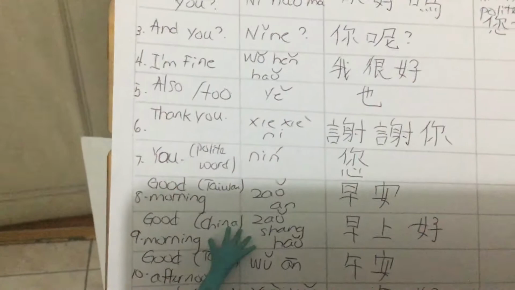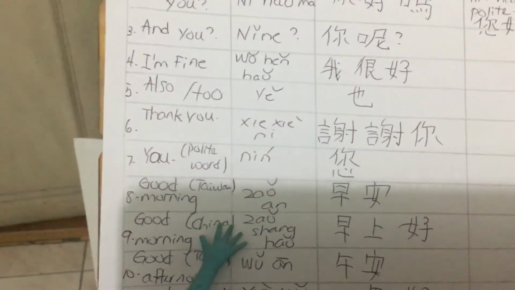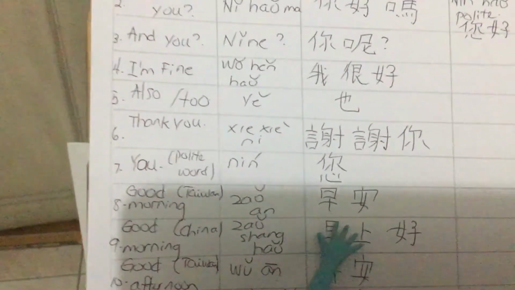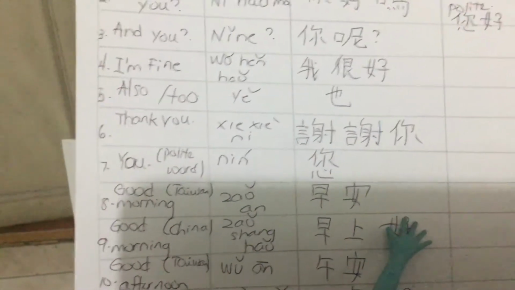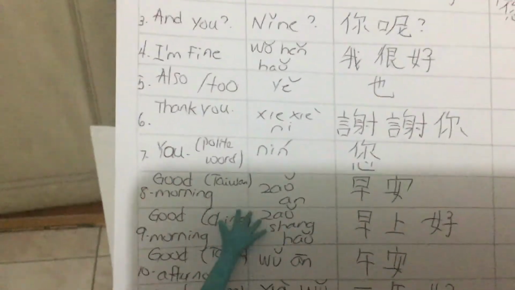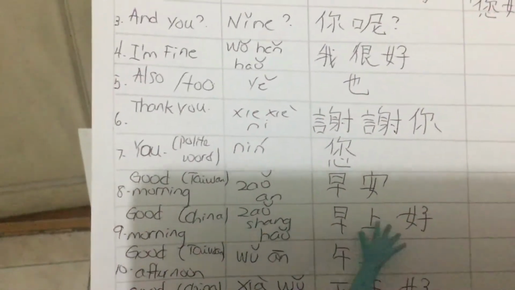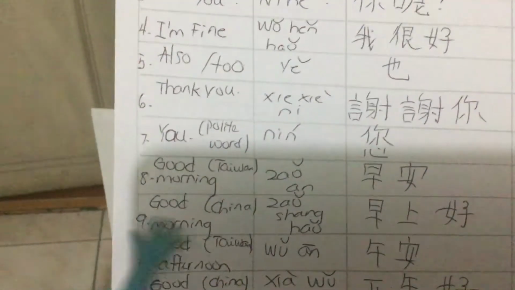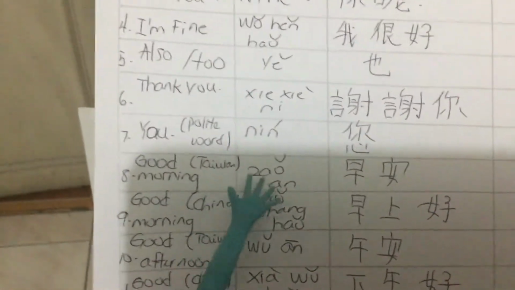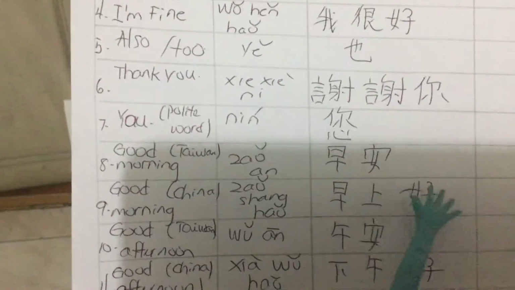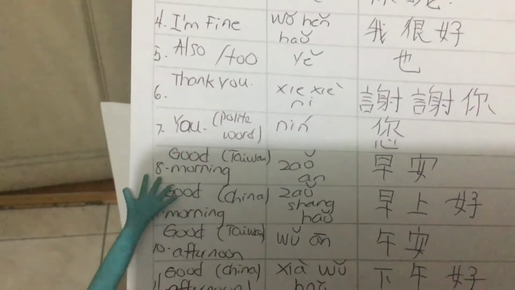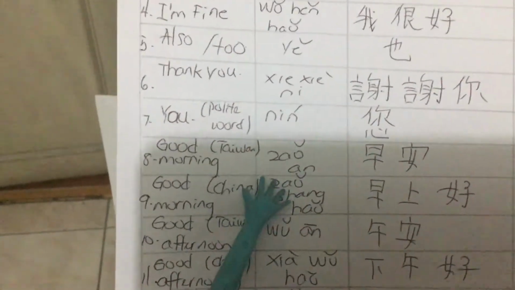Good morning in China. The people in China use 早上好. 早上 means in the morning, 好 is good. Good morning in China, 早上好.